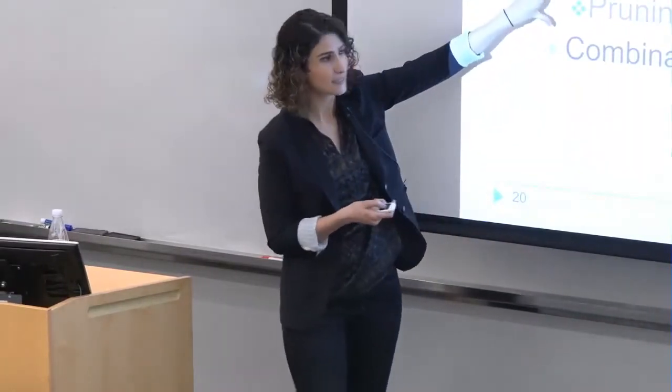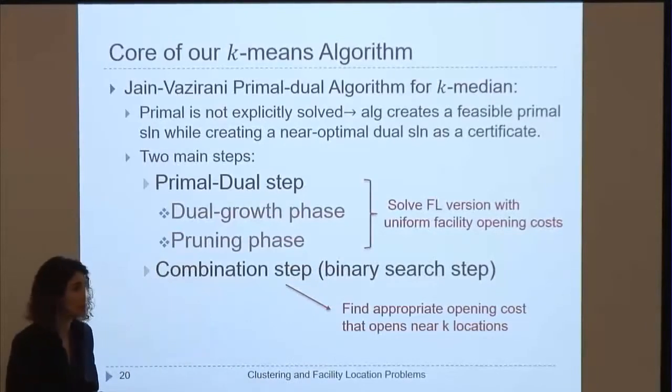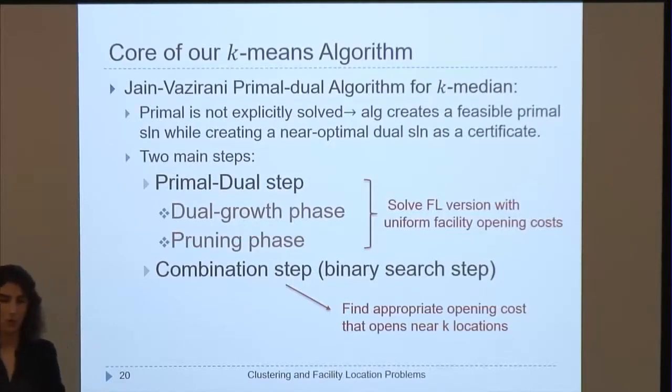And really, the first step of the algorithm is focused on solving the facility location version of the k-median problem with uniform facility opening cost. So we are going to remove the bound k on the set of open facilities, and then we pay a uniform cost for opening a facility. And then the second part of the algorithm is focused on finding an appropriate opening cost such that for that opening cost, the algorithm opens close to k locations. Okay?